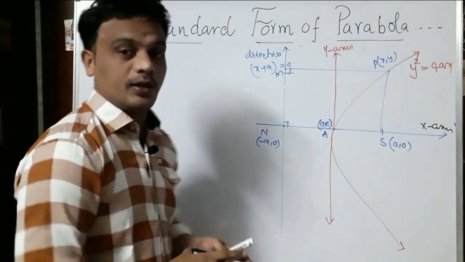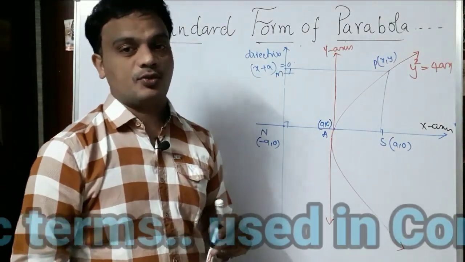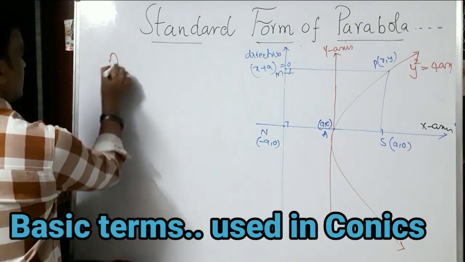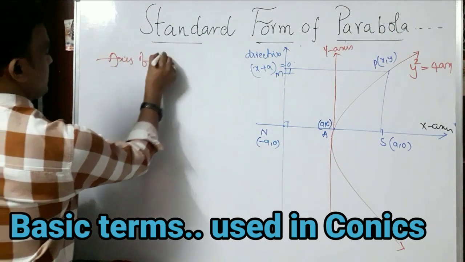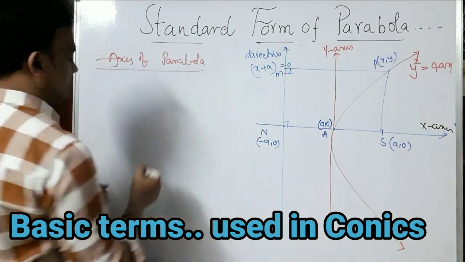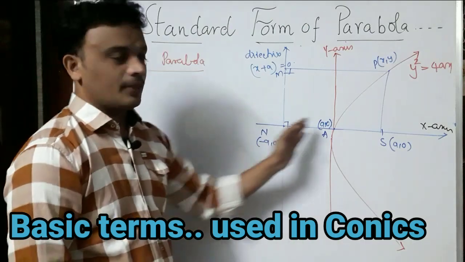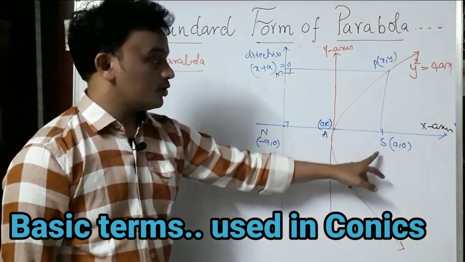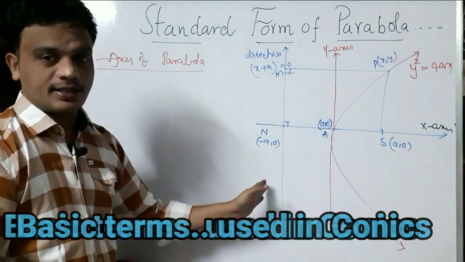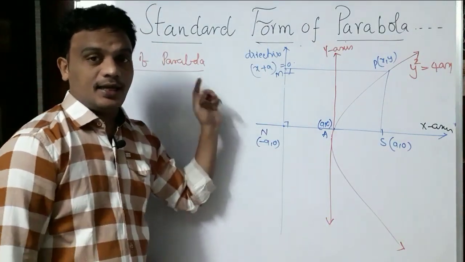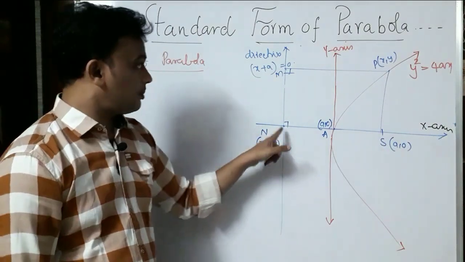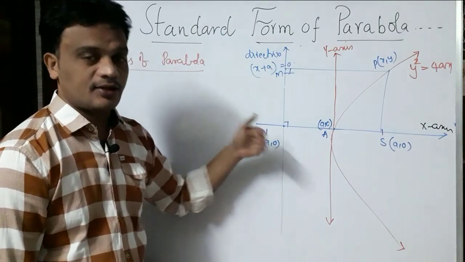Throughout the conic sections we are going to use these terms. The first thing is the axis of the parabola. What is the meaning of the axis of the parabola? A line which is passing through the focus and which is perpendicular to the directrix. Axis means the line which passes through the focus and is perpendicular to the directrix, called the axis of the parabola.